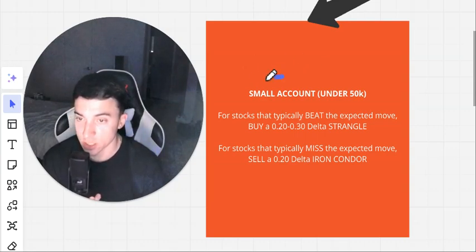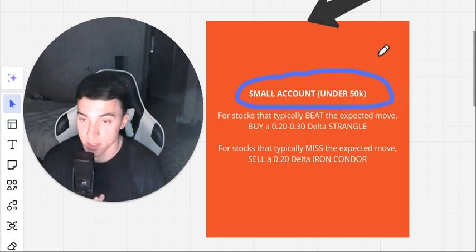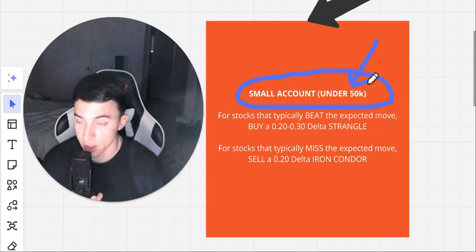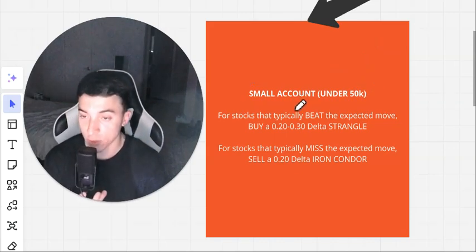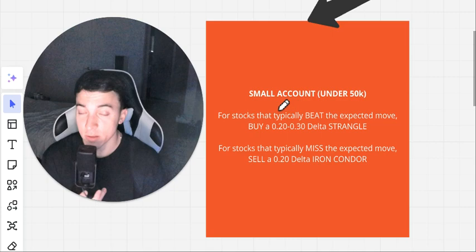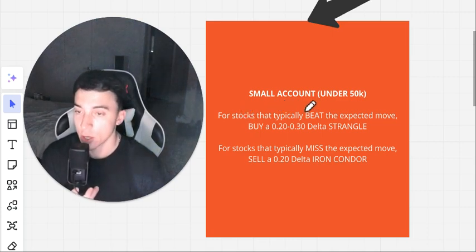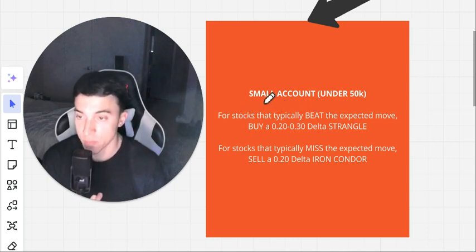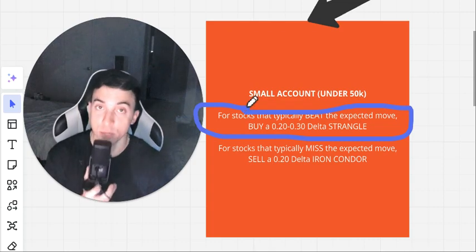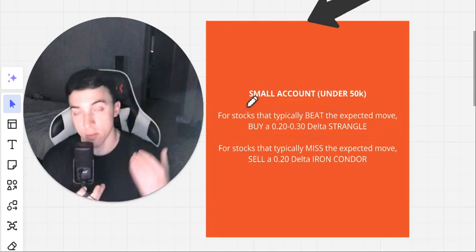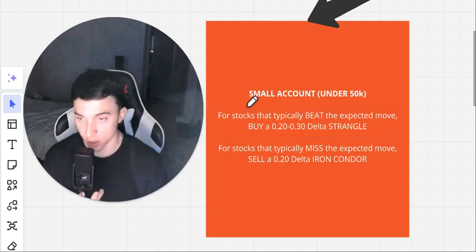So the first thing I want to talk about is a small account, and this value here under 50K is arbitrary, really. I just use it as a reference point, but typically for a smaller account, you want to differentiate first, and this is for both accounts. Does that stock typically beat the expected move that the market predicts for it on an earnings call?